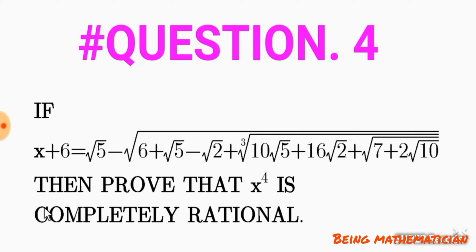Question number 4. If x plus 6 plus root 5 minus the square root of 6 plus root 5 minus the square root of 2 plus the cube root of 10 root 5 plus 16 root 2 plus the square root of 7 plus 2 root 10 equals 0, then prove that x to the power 4 is completely rational.